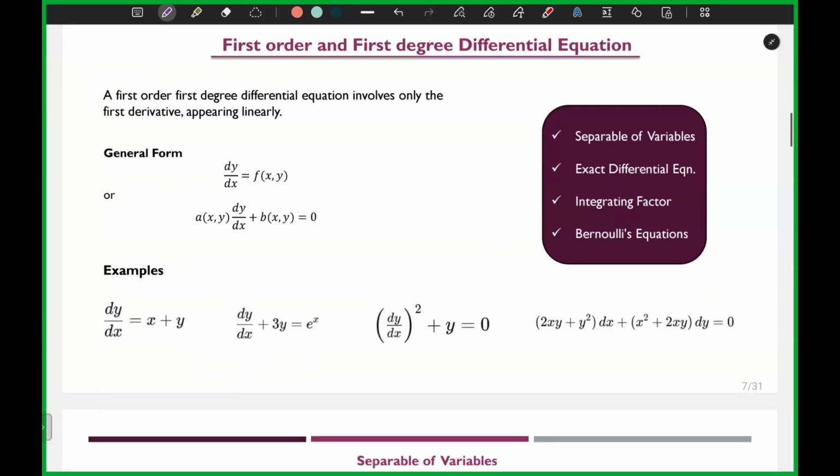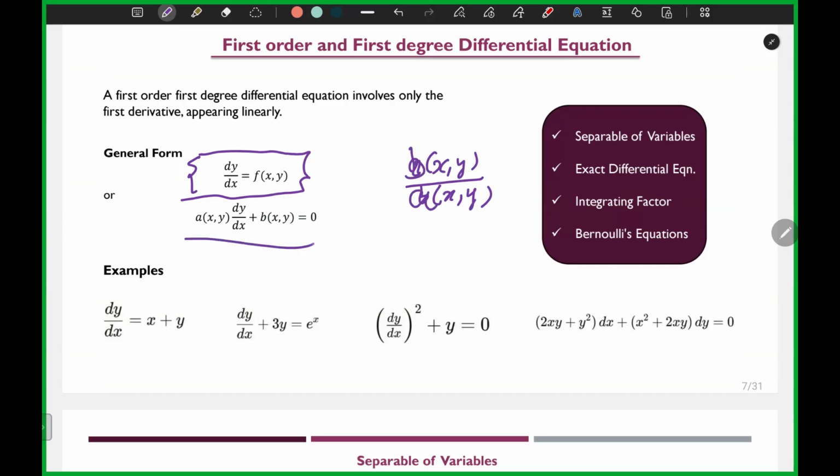So okay, next we move to first order and first degree differential equation. The general form of a first order and first degree differential equation is this: dy by dx is equal to some function of x and y. Also, the function f of x, y can be taken as a of x, y upon b of x, y. So it can be written in this form as well. So these are the examples of first order and first degree differential equations. So here, is the degree 1 or 2?